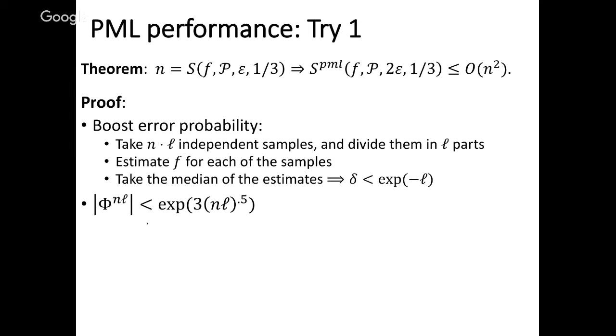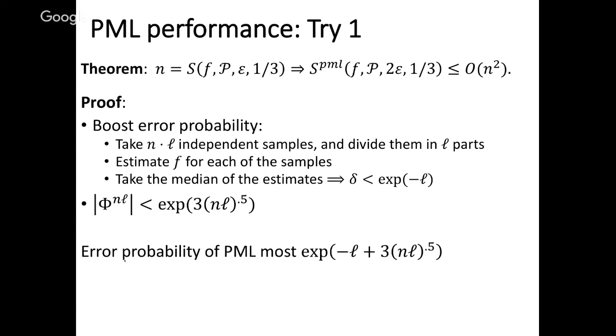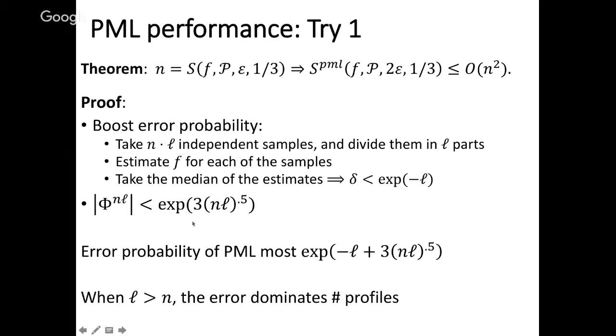And then you use the fact that the number of profiles of length NL grows as at most e to the power of 3 square root NL. And therefore, the error probability of PML is going to be at most e to the minus L, which is the error probability for the second term, times the number of profiles that are there, so delta times the number of profiles. So once L is more than N, the error will dominate the number of profiles. And using that, you can show this result. So the summary of this slide is that for estimating any symmetric property, if the sample complexity is n, then PML will have sample complexity at most n squared. Okay, but that's not good enough.